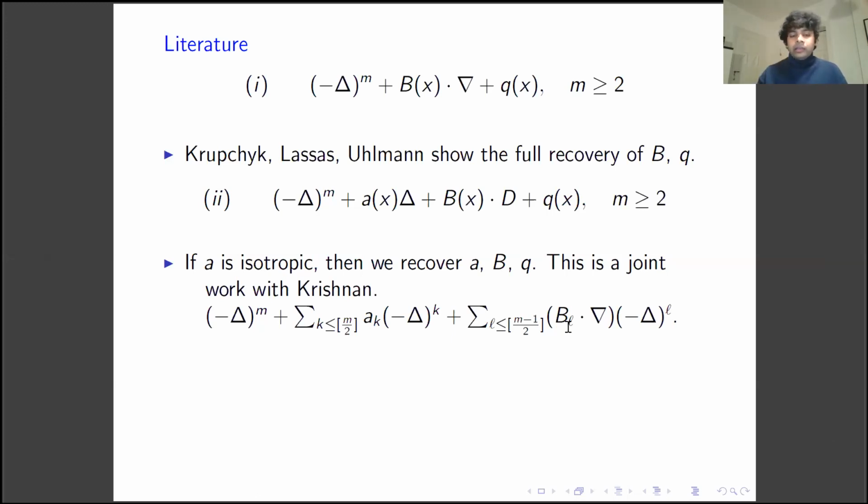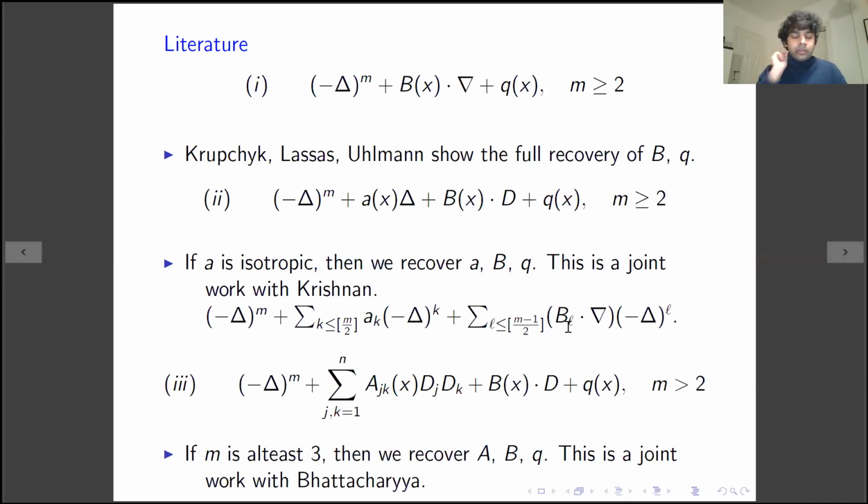So that was the next case we are looking at, and this is the work I did with Sombuddha. This is the first thing we did. Let's say we have a polyharmonic operator, minus Laplacian to the power m, and we now consider a second order perturbation term. That is A_jk, D_j D_k.